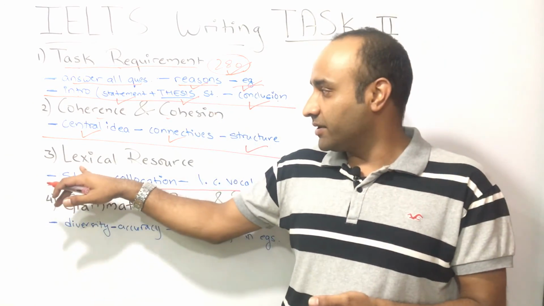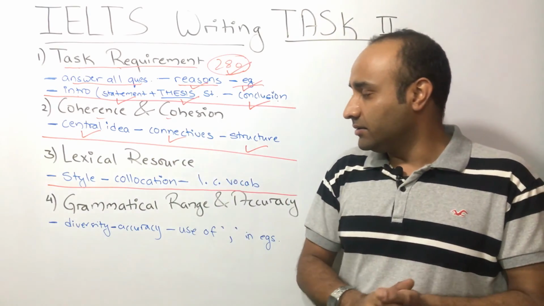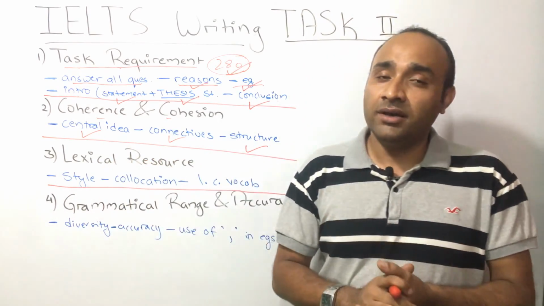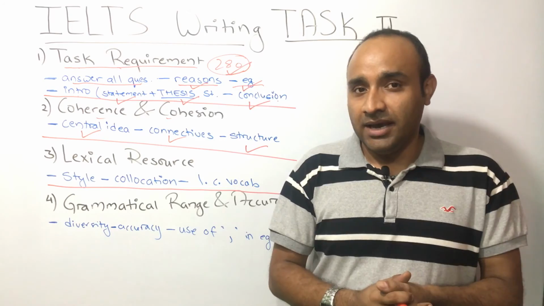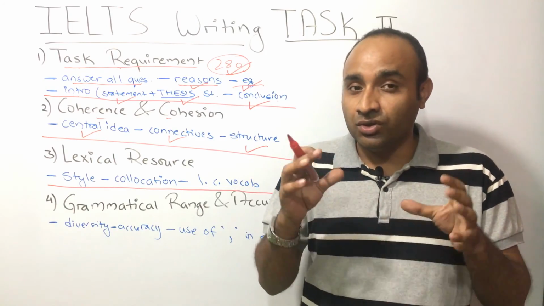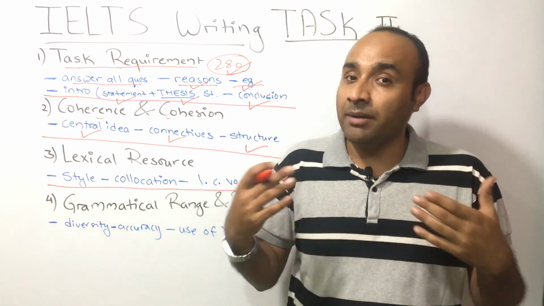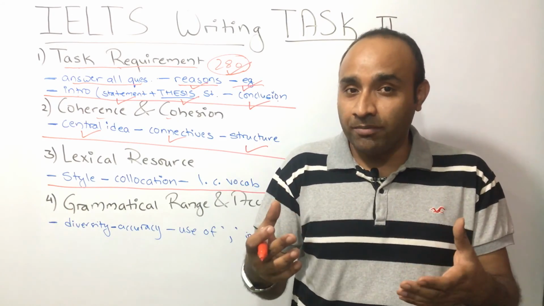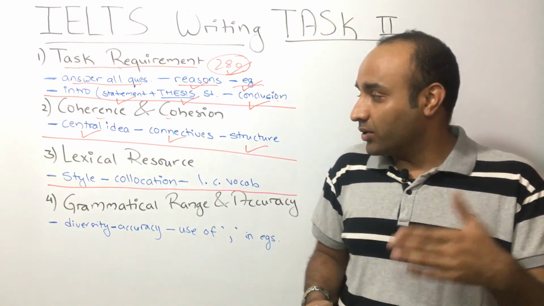So let's move on to the third marking criteria, lexical resource. So here they look for vocabulary. And when it comes to vocabulary, it's not just about learning or memorizing words. It's more about showing your skill. How can you do that?